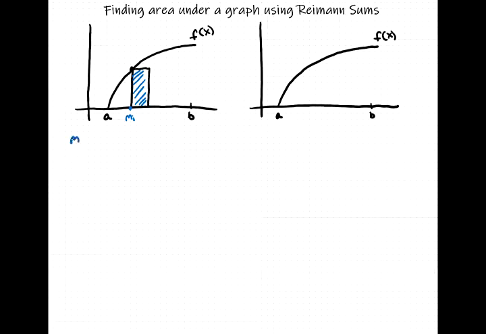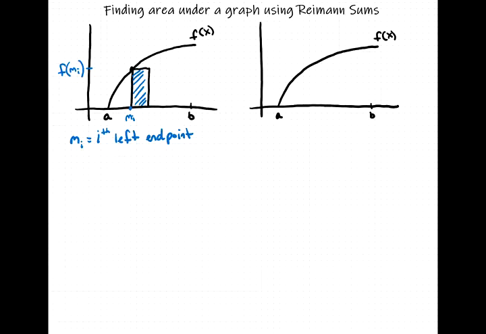So m sub i is equal to the ith left endpoint, or the minimum value in the ith subinterval. And so the height of that rectangle is whatever you get when you plug that x value into your function.